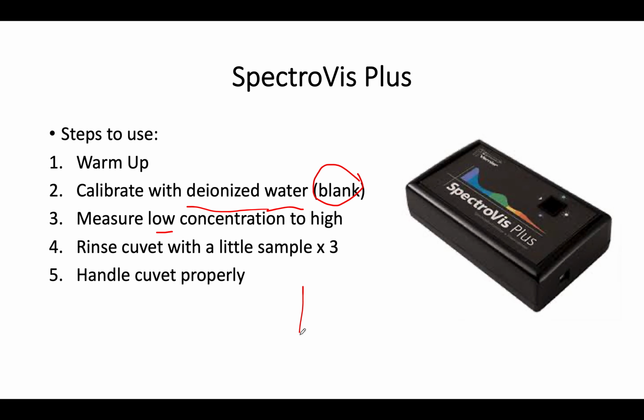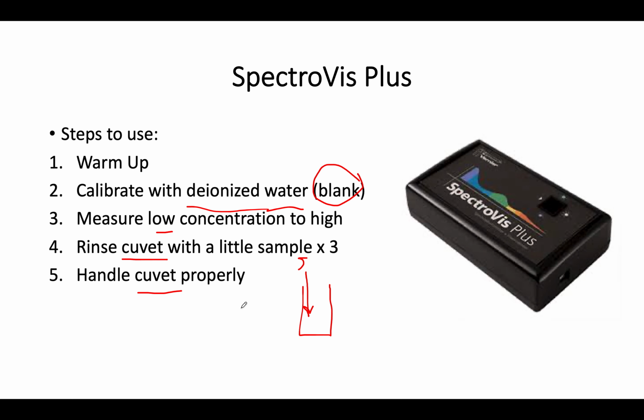How you do that is your cuvette is this plastic holder of the solution, and you want to rinse that because it's going to have some leftover liquid in it. Could be water, could be some unknown you don't know. So you just add a little bit of your sample, rinse, dump, rinse, dump, rinse, dump, and then you're ready to go and put it in the SpectraVis Plus.